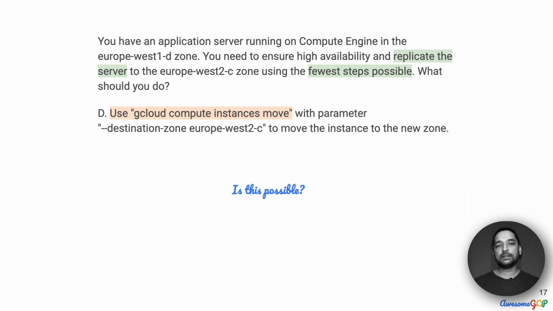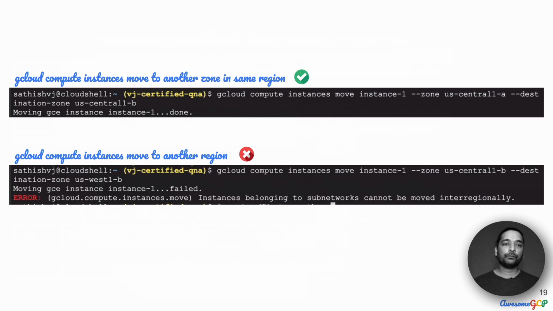Over to Dave now, who suggests that we run the command gcloud compute instance move and provide the parameter which specifies the destination zone. This again seems fairly straightforward. However, is it possible? Let's try it out. So we move into the console and we run the command gcloud compute instances move and try to move the instance, say, from the current zone, which is US Central 1A, to another zone in the same region itself, US Central 1B. When we check that, we realize that we can move a compute instance from a zone in a region to another zone in the same region.